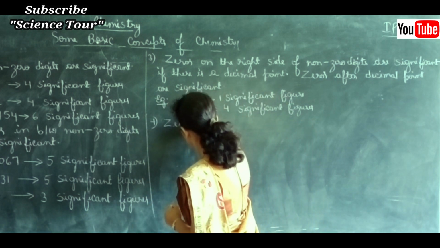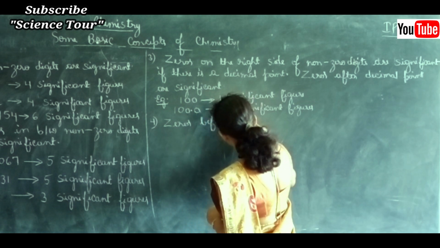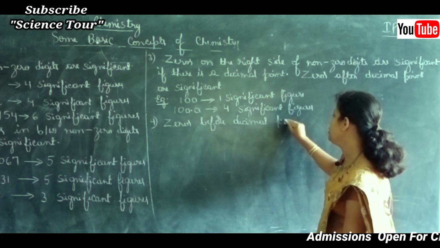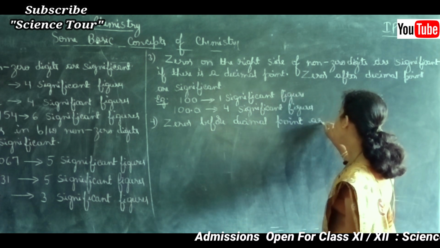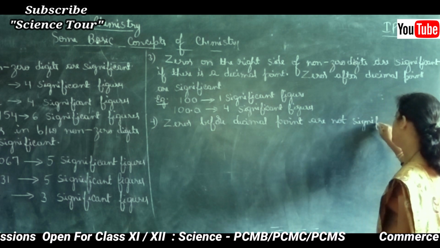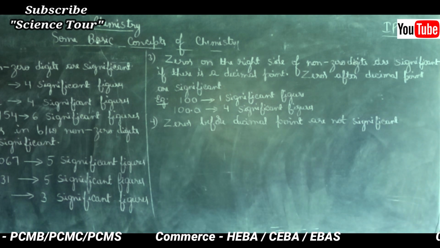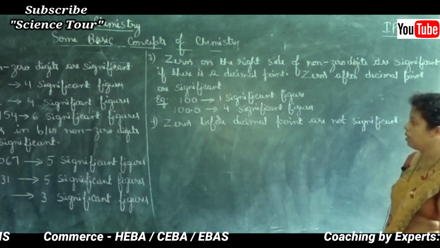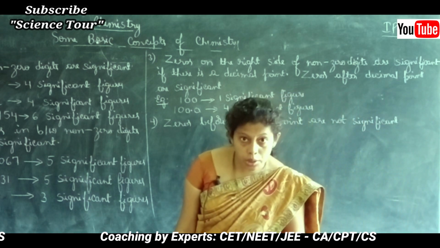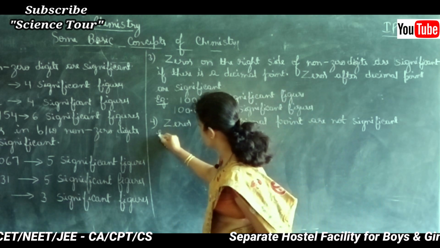Zeros before a decimal point, or zeros on the left side of the decimal point, are not significant. They just indicate the position of the decimal point. They do not have any significance. Let's have an example.